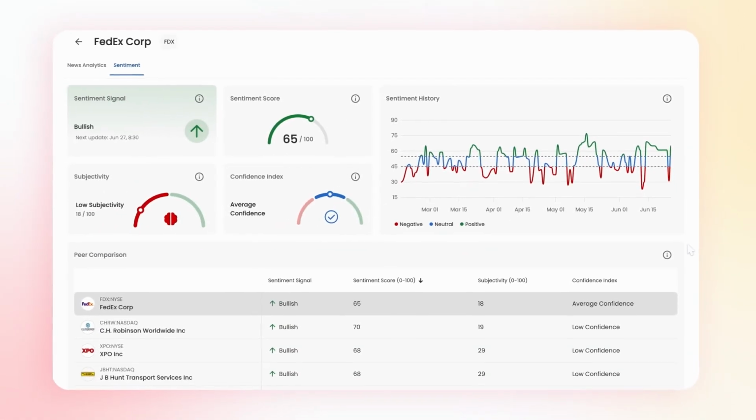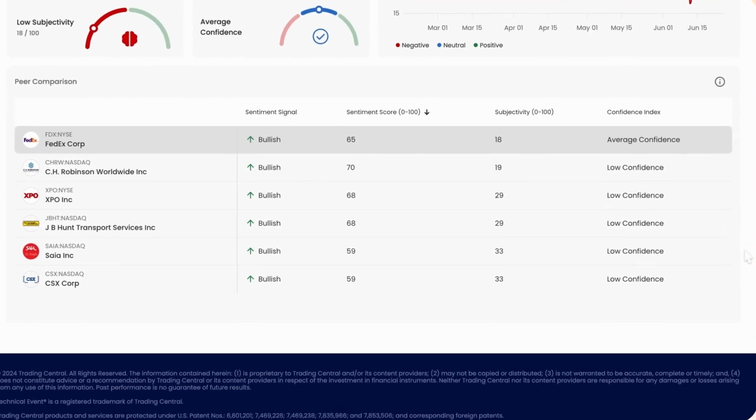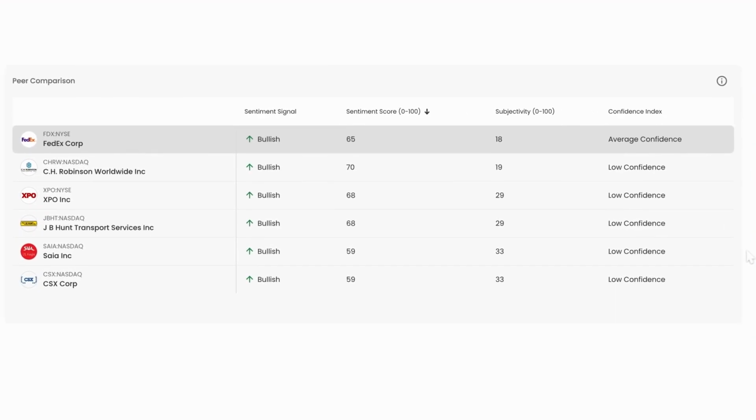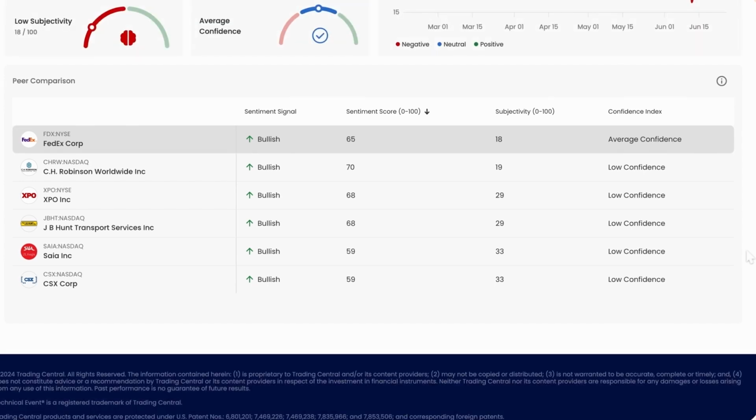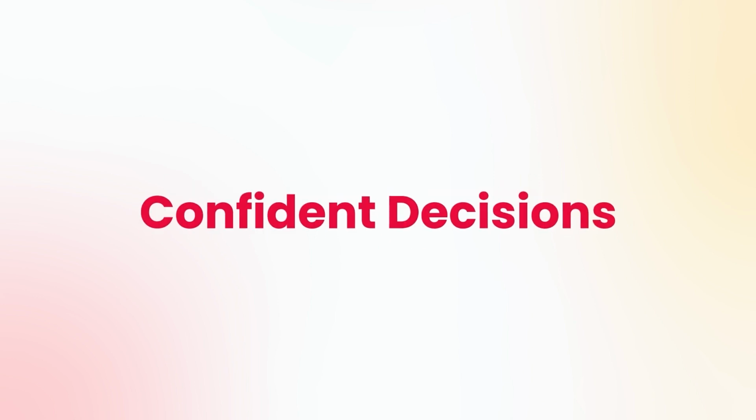Now let's look at the peer comparison. This table helps you compare the stock sentiment analytics to its industry peers. Sort the peers table using the sentiment score column and compare the insights to support your trade idea. And that's how you use Crowd Insight to find new investment ideas, manage your risk, and execute confident financial decisions.